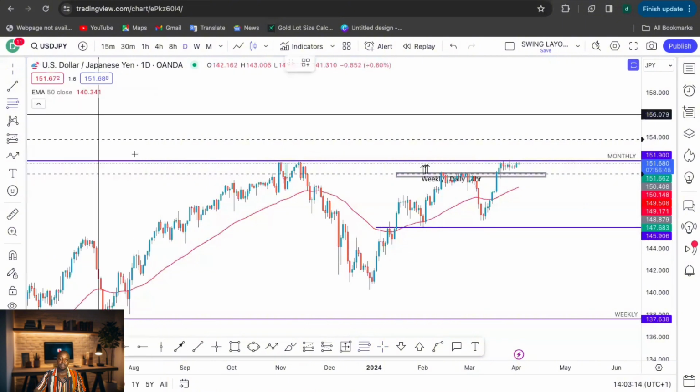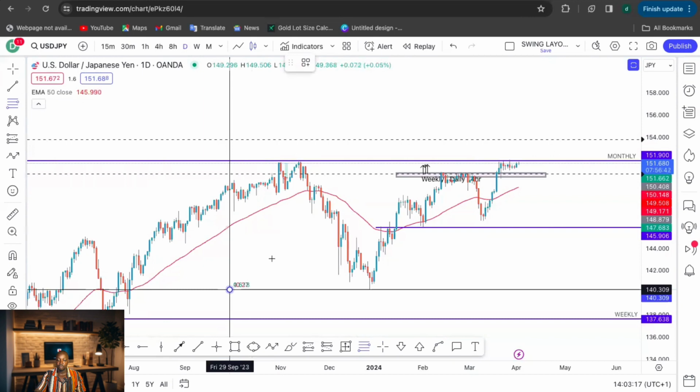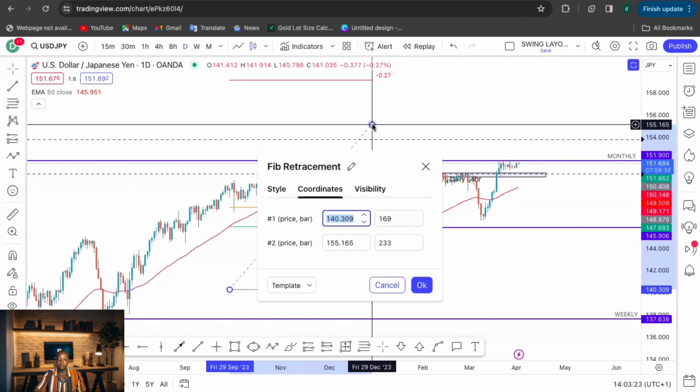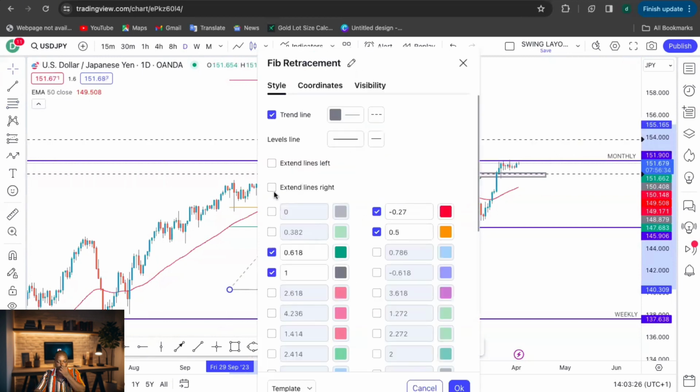So if I take the Fibonacci, first I'll give you the settings I use. I'll leave this style so that you guys can screenshot it and copy mine if you like. But the only levels I'm interested in are the 0, 0.5 and the 61.8. The negative 0.27 is for targets. Sometimes I turn this off because I usually target the recent highs, so I really don't use that level. But these are my Fibonacci levels.